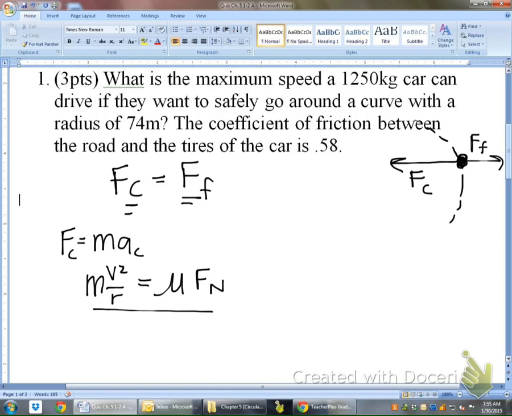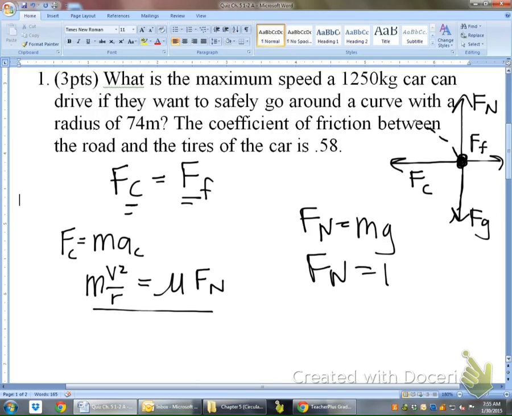How do we solve for the normal force? What will the normal force be equal to on our free body diagram over here? Force due to gravity. Okay, so that means our normal force will be m times g. Okay, so we can solve for our normal force separately and then just plug that number in. So we'll take 1250 times 9.8.